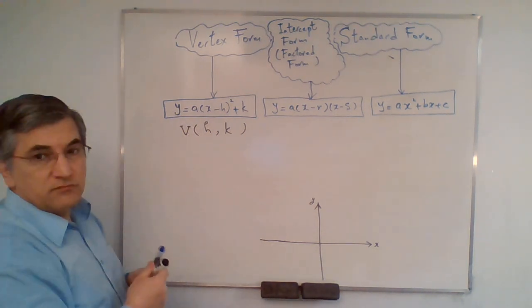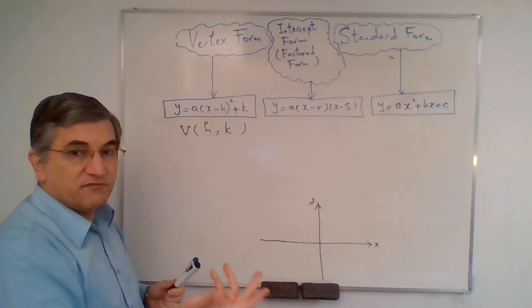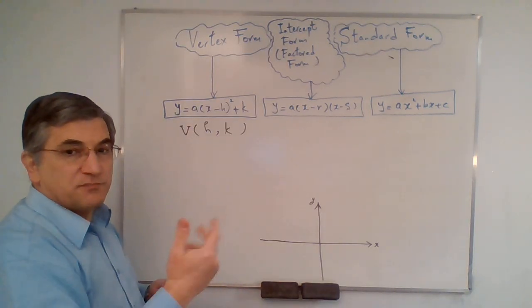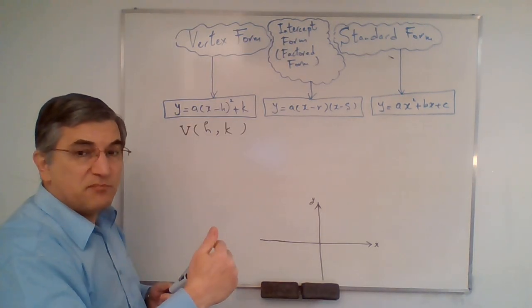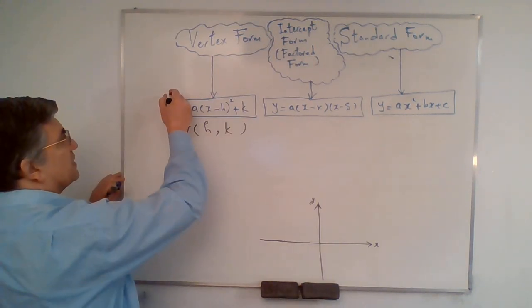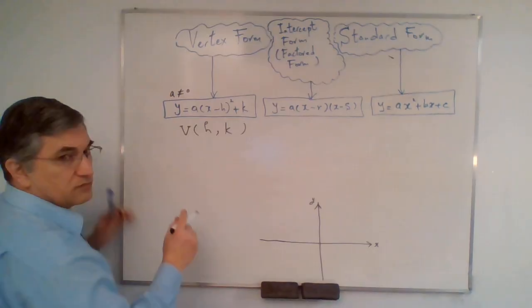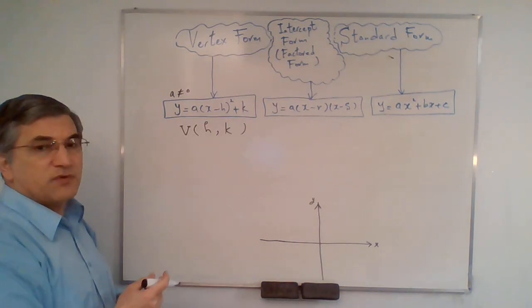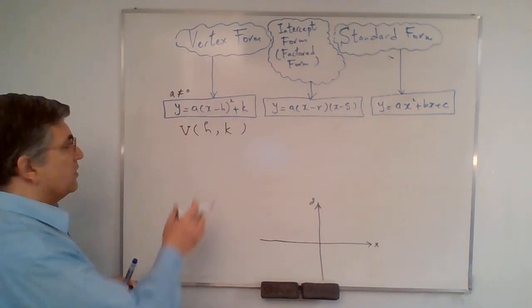The value of a is the stretch or shrink factor, and we know if it's positive, the parabola opens upwards, we have a minimum point. If it's negative, the parabola opens downwards, we have a maximum point. But generally speaking, a is never equal to 0, because if it is 0, then we don't have a quadratic relation to begin with.